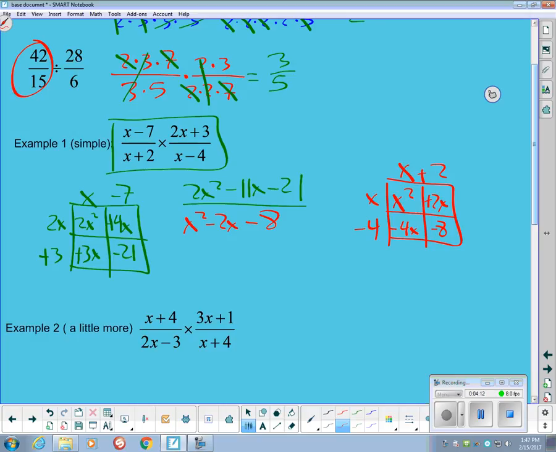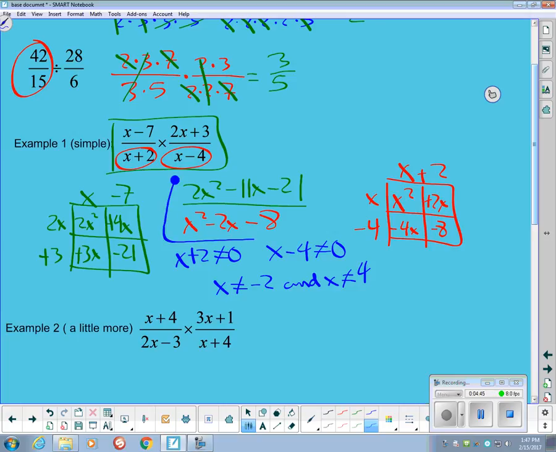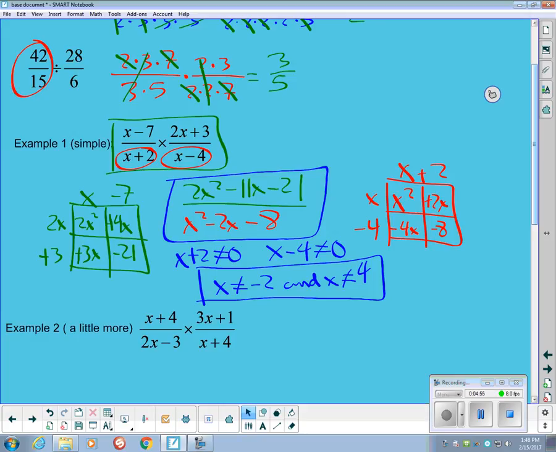Now the other thing I usually have to do in a problem like this is there are some values of x that I'm not allowed to have. Those are the values of x that would cause me to divide by 0. So I have to include in here that x plus 2 cannot equal 0, and x minus 4 cannot equal 0. So that means x cannot equal negative 2, and x cannot equal positive 4. So these pieces together, the final answer of those multiplied together, along with some mention of the numbers that you are not allowed to use, that's what my answer should look like.